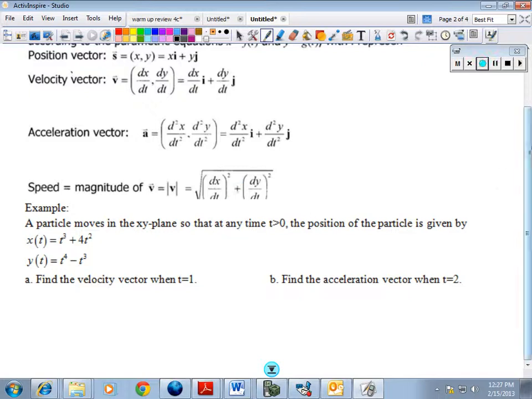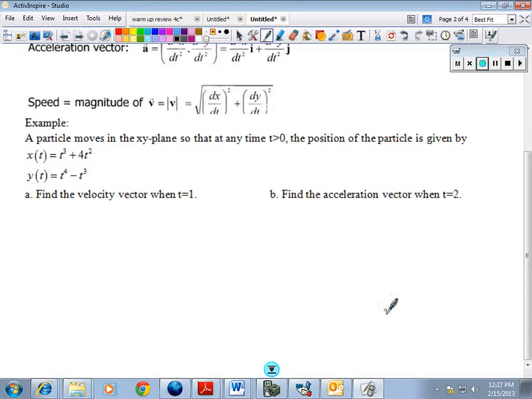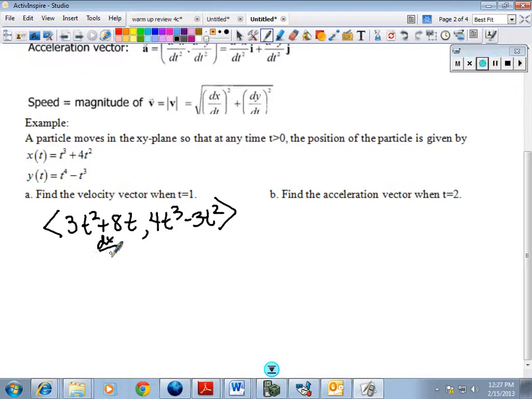So it says a particle moves in the xy plane so that at any time t greater than 0, the position of the particle is given by this. Find the velocity vector. Well, velocity is just the derivative of position, so it's going to be 3t squared plus 8t, comma, 4t cubed minus 3t squared. This is the derivative of x. This is the derivative of y. It says find it when t is 1.